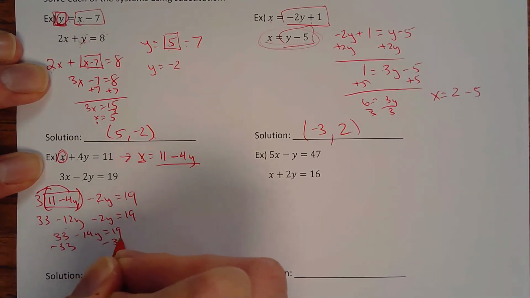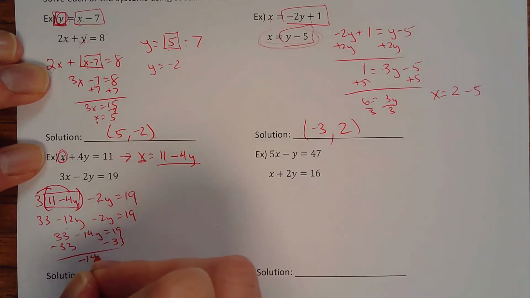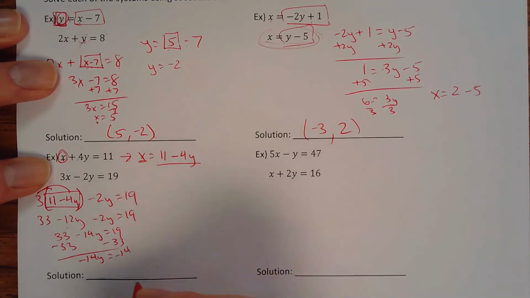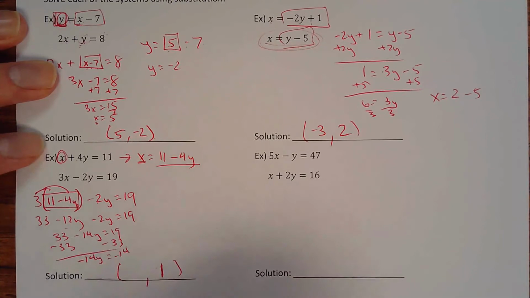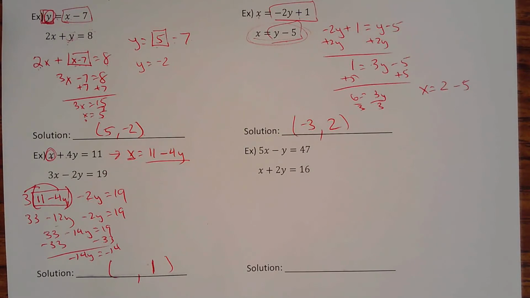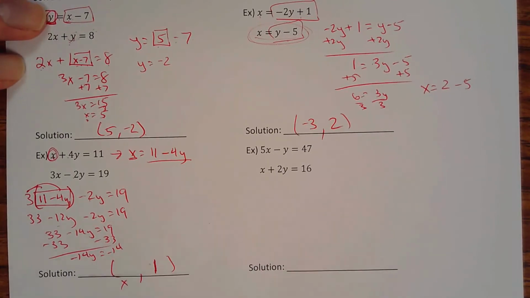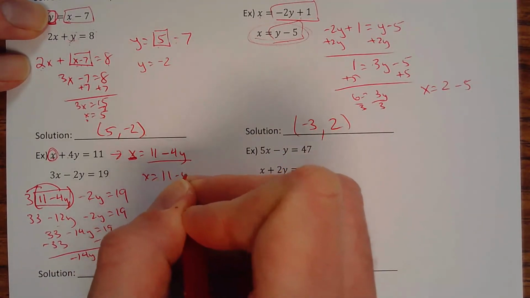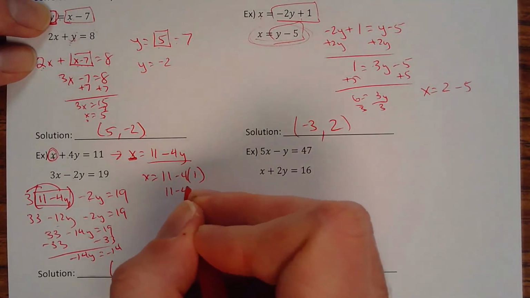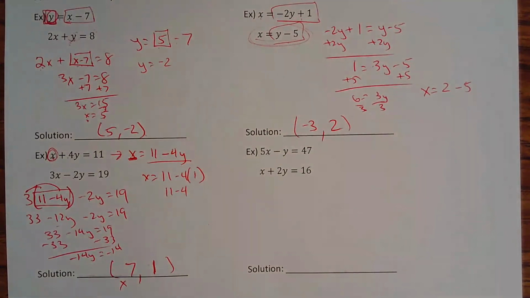I'm going to subtract 33 over. So negative 14y equals negative 14. So that means y equals 1, because I divide negative 14 by negative 14. So y is 1. Let's go back and find out what x is. It's always easier to use your equation that already has a variable by itself. I'm trying to find my x. Right here's an equation that has x by itself, so use that. So x equals 11 minus 4 times 1. Take y out, put 1 in its place. 11 minus 4 is 7. So 7 comma 1.